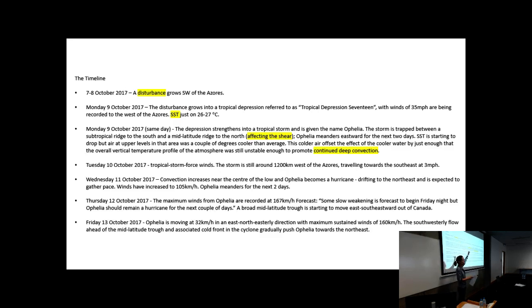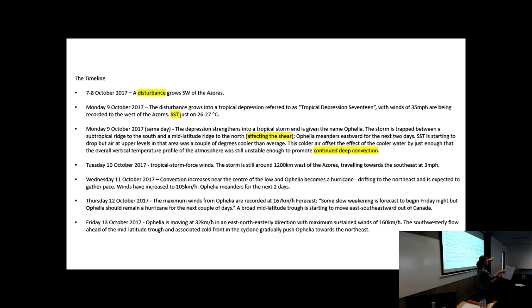Remember, that's the first thing we need, a disturbance. Southwest of the Azores. 9th of October, this disturbance becomes a tropical depression. Sea surface temperature is just about 26, 27 degrees. The 9th of October, the depression strengthens and it becomes a storm named Ophelia. And the storm is trapped between a subtropical ridge on the south and a mid-latitude ridge on the north.